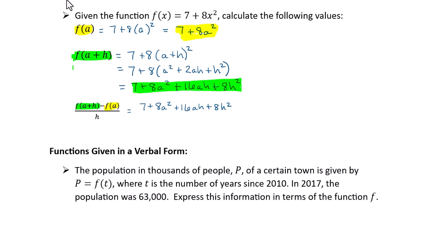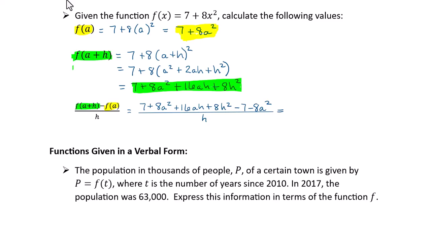Now we have to be careful because f of a ended up being a binomial. So we need to make sure that we are subtracting both parts of that binomial. And then it's all over h.